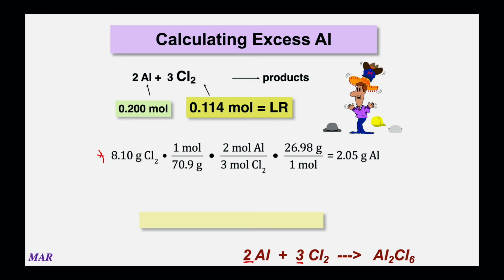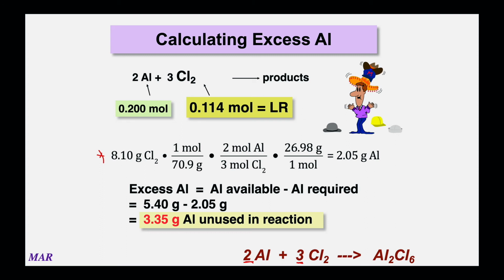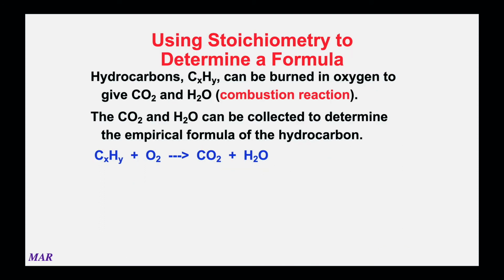And that's the grams of aluminum needed to react with 8.10 grams of chlorine. So that number is important. That's the number needed to make the Al2Cl6. However, in this problem, we had a total of 5.40 grams of aluminum, and we only really needed 2.05 grams. So 5.40 minus 2.05, 3.35 grams of aluminum were unused in this reaction. And maybe there's a good reason for it, maybe there's not, but we can calculate it using this. So we can at least report to our boss that yes, there was an excess of 3.35 grams of aluminum. And then maybe there's a reason for it, maybe there's not, but this gives you at least the tool to start that conversation.